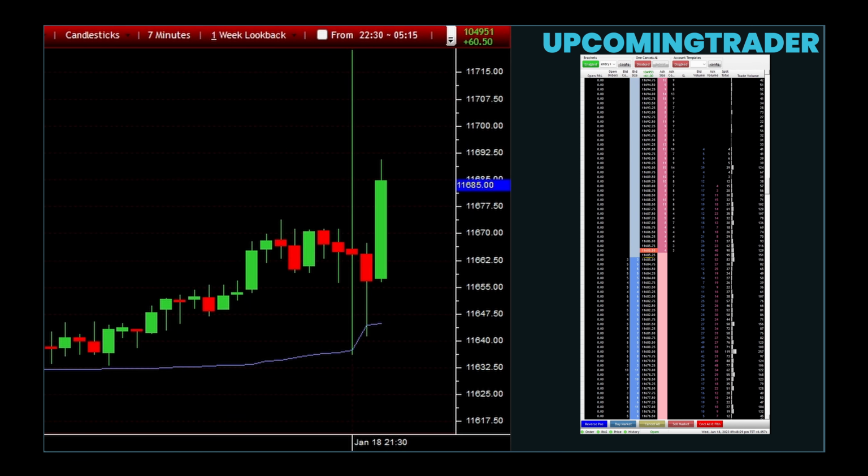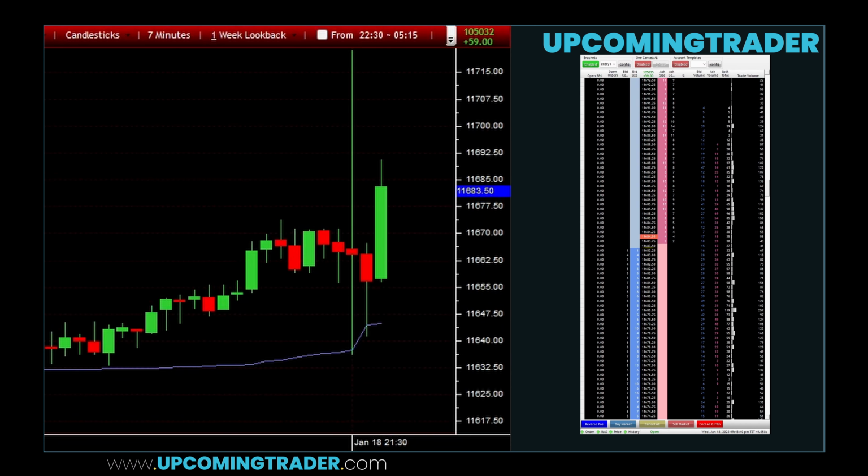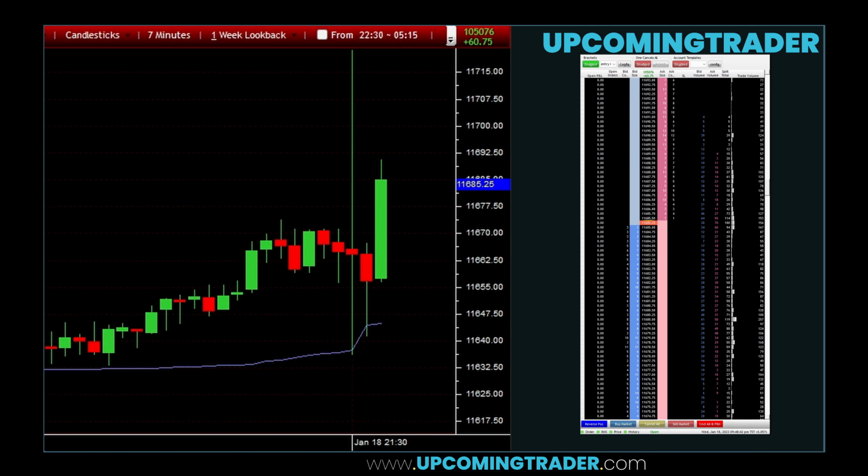And finally, relying only on volume without using other indicators can be risky. Volume is a powerful tool, but it works best when used alongside other tools like moving averages or trend lines.